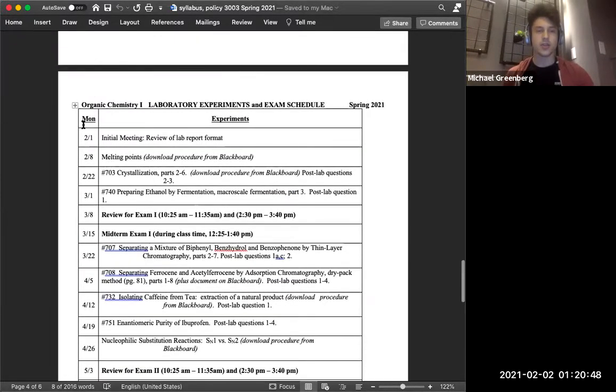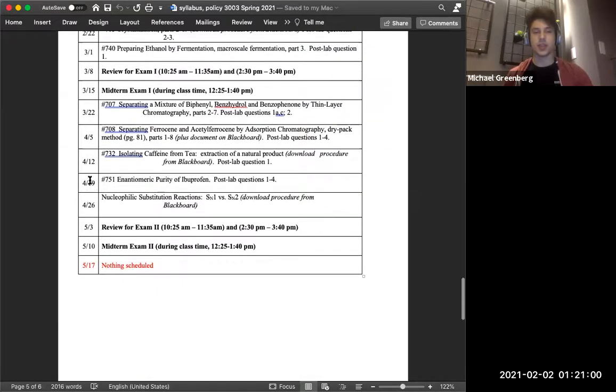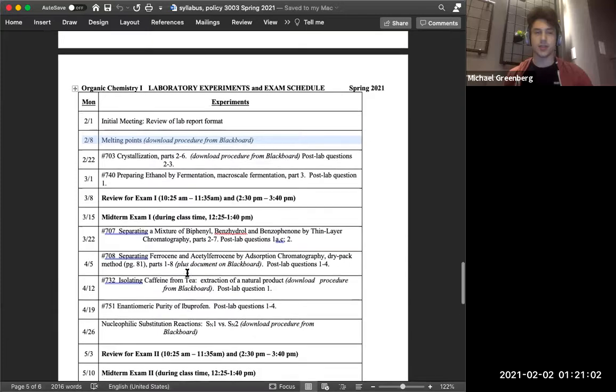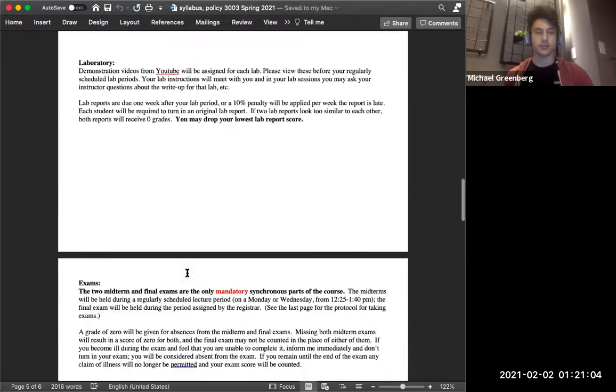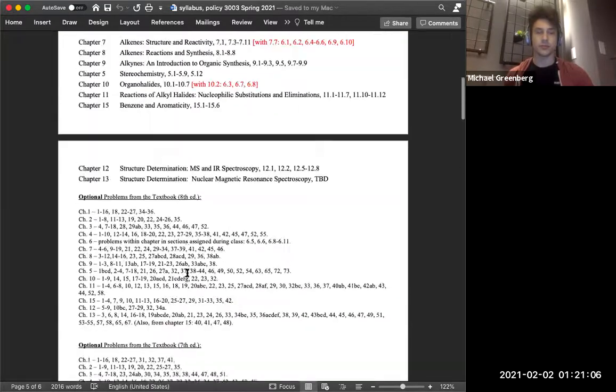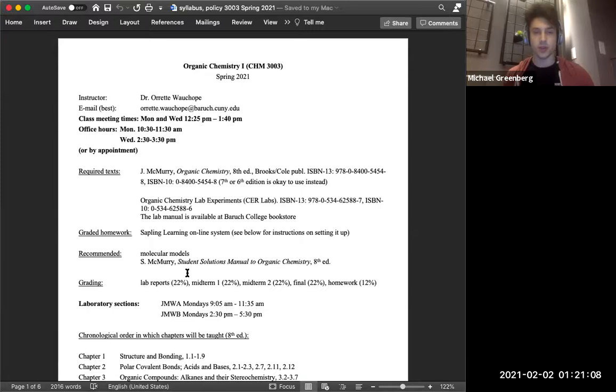Here you can see all the different lab assignments that we're going to be doing. So next week, we're going to be starting with melting points, and from there, crystallization, fermentation, et cetera. Please feel free to email me with any questions that you have. I'm always responsive within 2-ish days at my emails. So you guys have any questions, feel free to reach out.